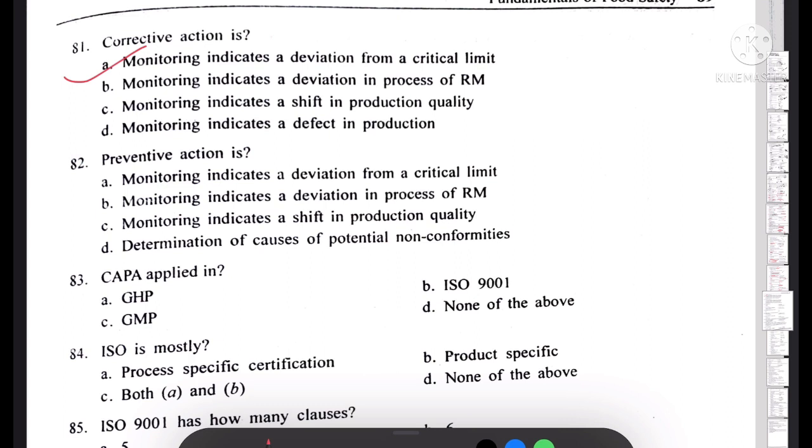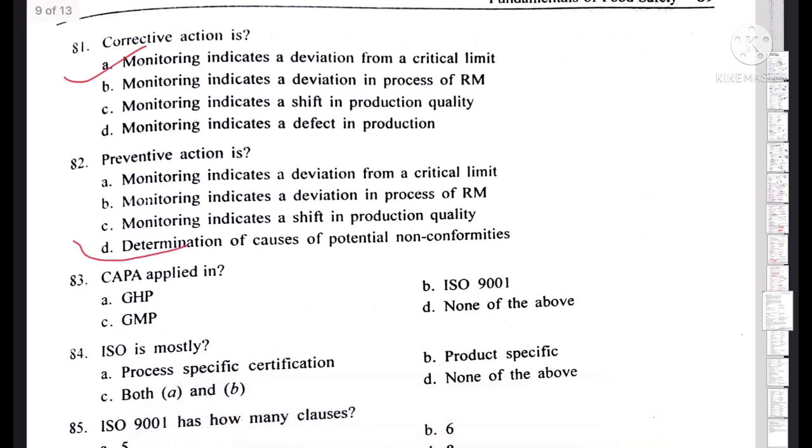Next, monitoring indicates a deviation in process of RM. Next, monitoring indicates a shift in production quality. And next, determination of causes of potential non-conformities. So the correct answer is D.